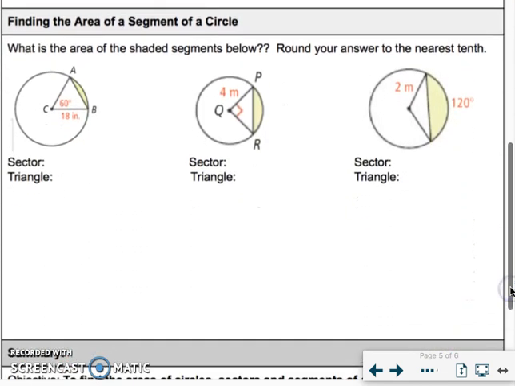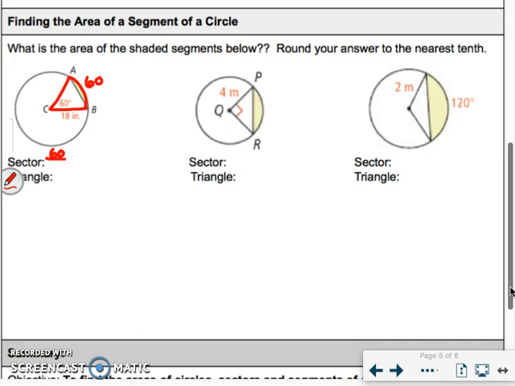This one says, what is the area of the shaded segments below? So we're trying to get those yellow areas. It's really two steps. I need to find the area of the sector. If I was looking for the area of the whole thing, that would be all of this. I can find that red area, and the way we do that is we have to know how many degrees the arc is.